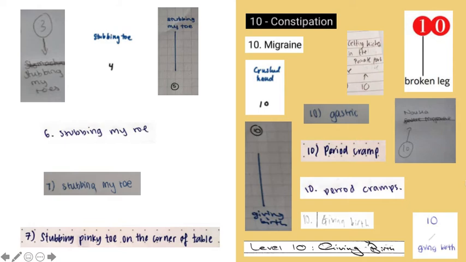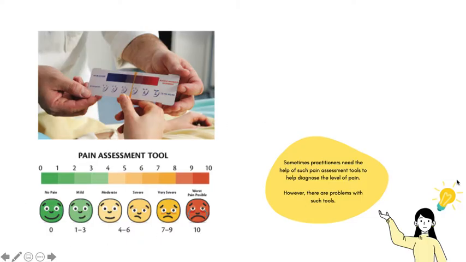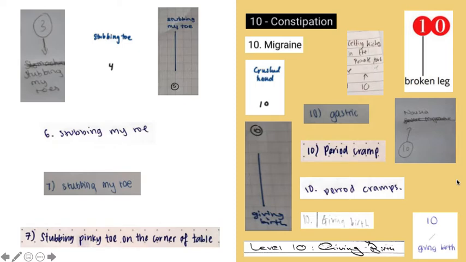So what's wrong with such an assessment tool? It's the fact that it is subjective. Different people might feel it differently. Different people might have different pain tolerance. So there are individual differences there, and we can't really use it. Okay, for some people migraine can be a 1, but for some people migraine can be a 10. Okay, it's not consistent.